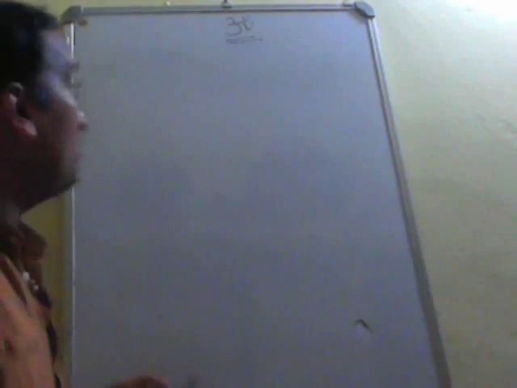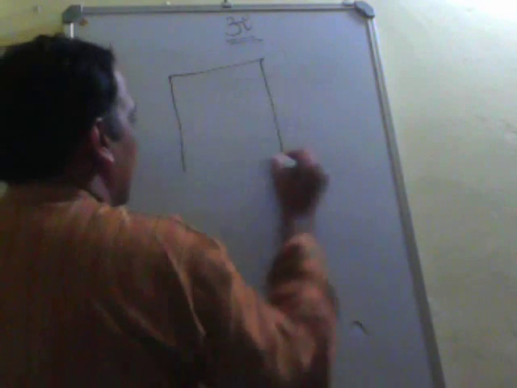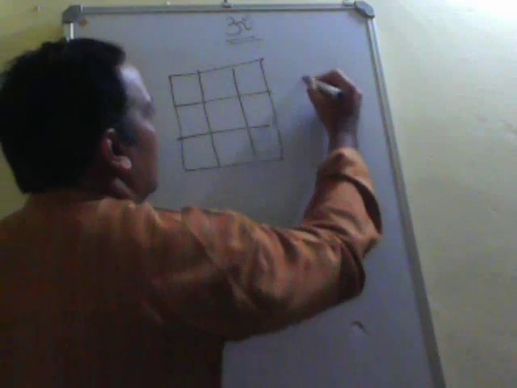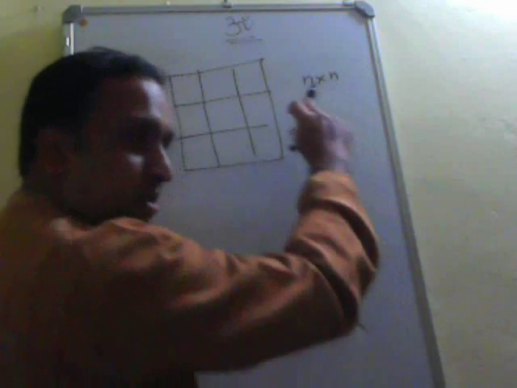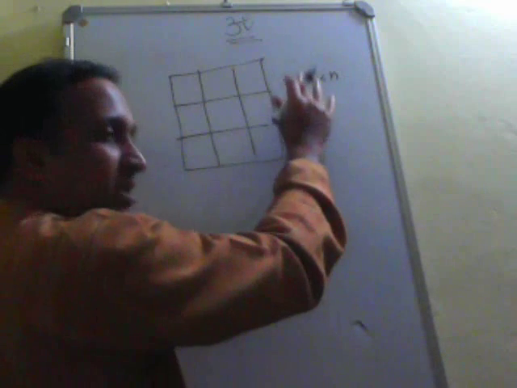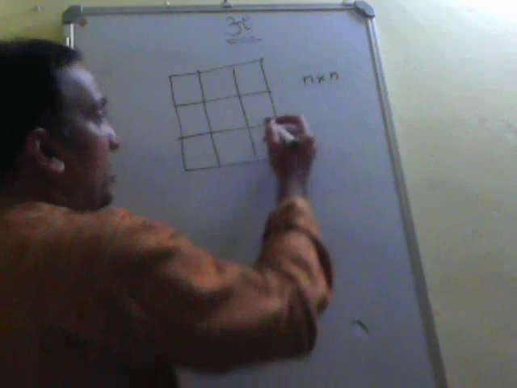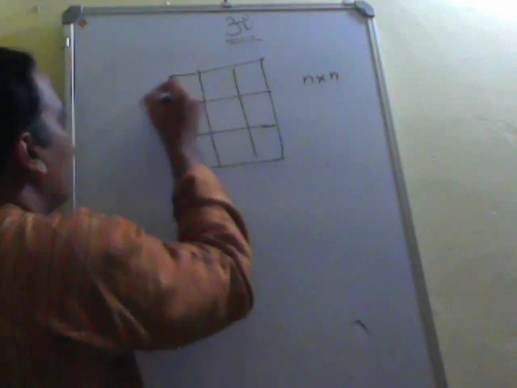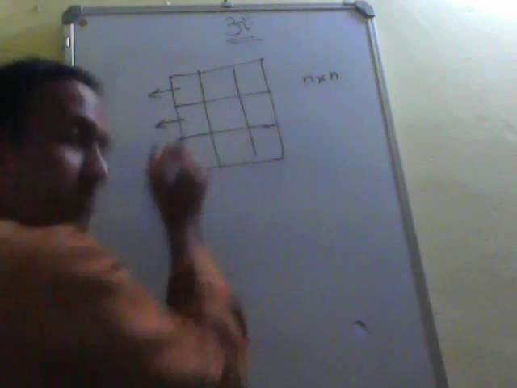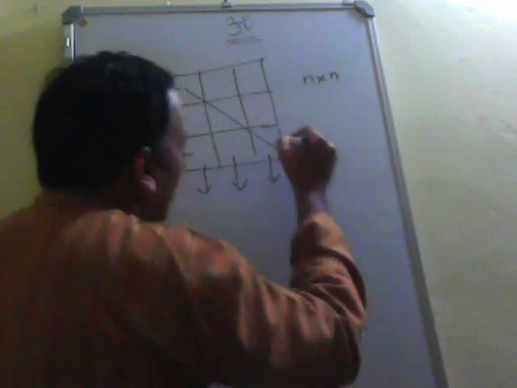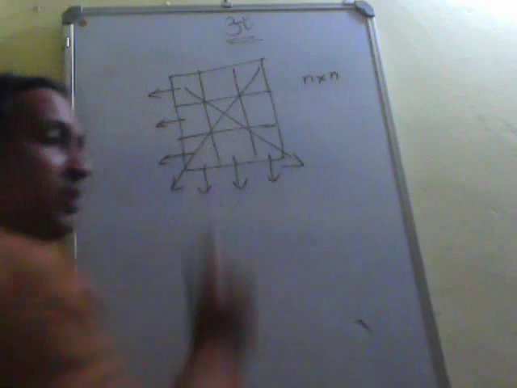What is magic square? Magic square, all of us know. Magic square is a square. Let us say it will be an n by n square, where n is not 1 by 1. 3 by 3, 4 by 4, 5 by 5, 6 by 6 or 8 by 8, like that. Where the sum of the rows, sum of the columns and sum of the diagonals are all equal.